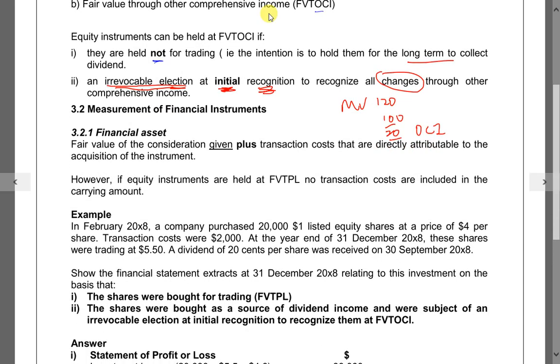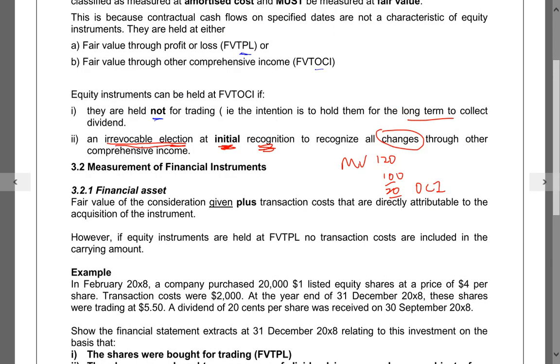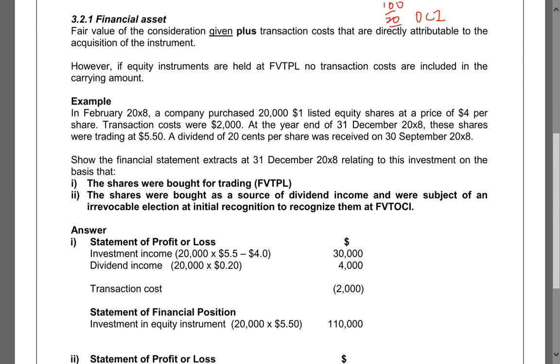So we have this example here, whereby we look at the difference between P&L and OCI, the treatment, especially on the transaction cost. In February, the company purchased 20,000 $1 equity shares at a price of $4 per share. How much is the total value? $4 by 20,000, so 80,000. The transaction cost is 2,000. You pay 80,000. You have to pay the transaction cost, commission, brokerage fee, stamp duty. The remainder, you have to pay the money.